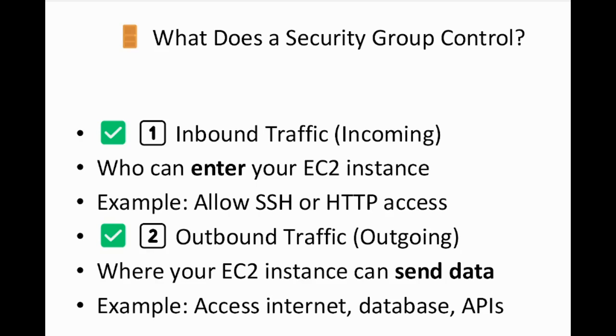Outbound traffic is where your EC2 instance can send data. Okay. So this is the difference you have to keep in mind: inbound is who can enter your EC2 instance, and outbound is where your EC2 instance can send data. Example, like access to the internet, database, API. So this is the outbound traffic. Okay.